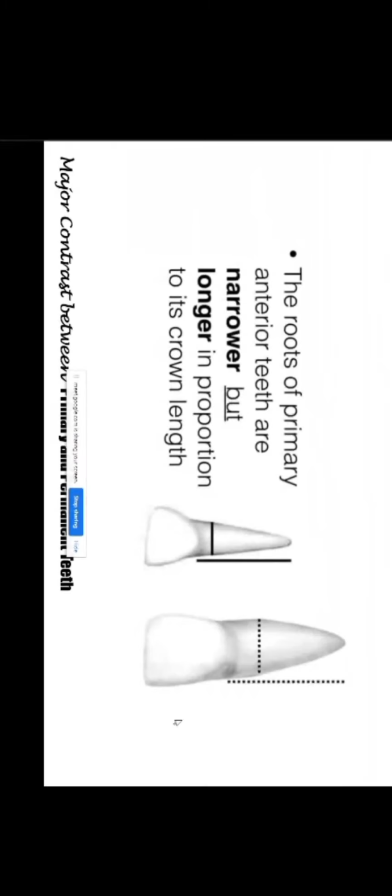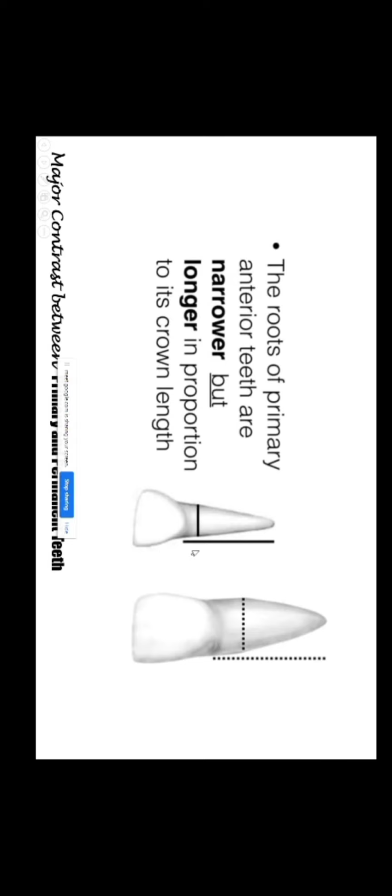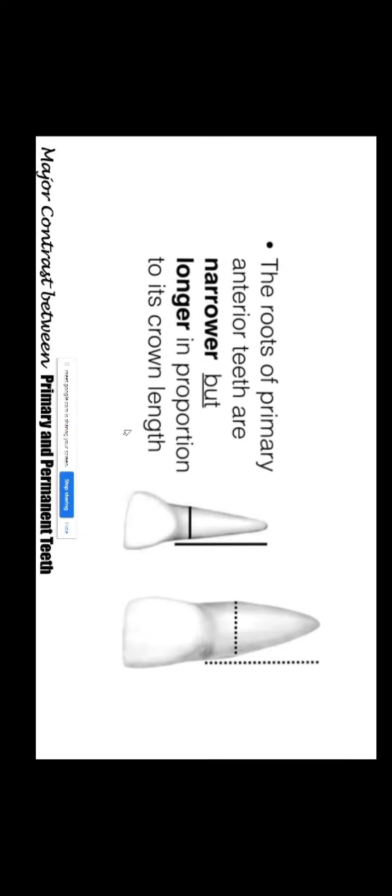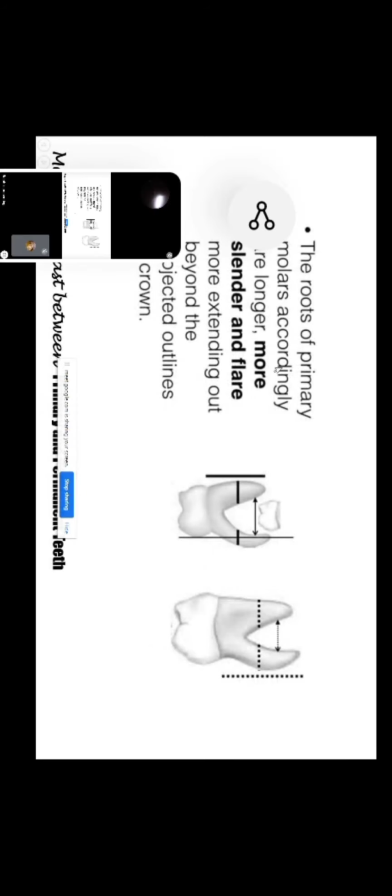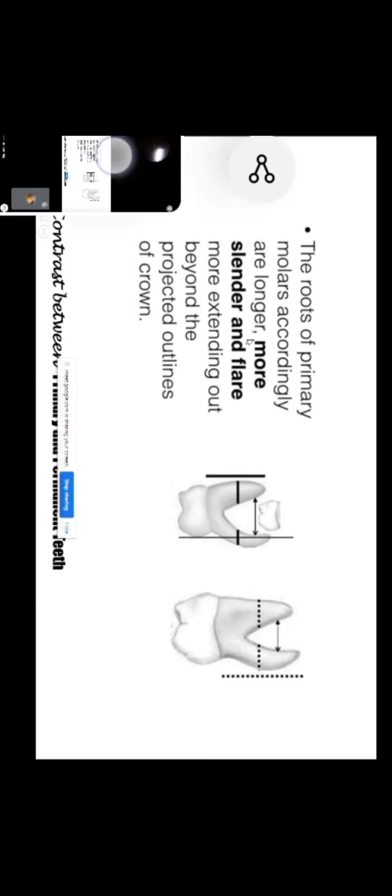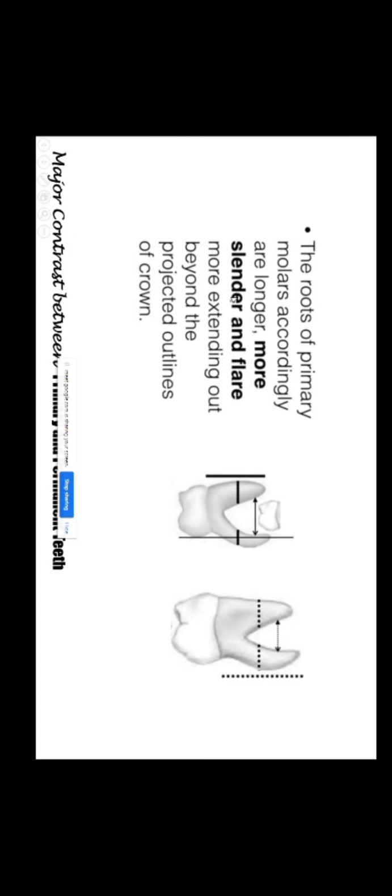Next. The roots of primary anterior teeth are narrower but longer in proportion for the primary. Next. The roots of primary molars accordingly are longer, more slender and flare, more extending out beyond the projected outlines of the crown. Okay. Take note, this is a very huge difference between primary and permanent, especially seen through X-ray, and there is an explanation for this.